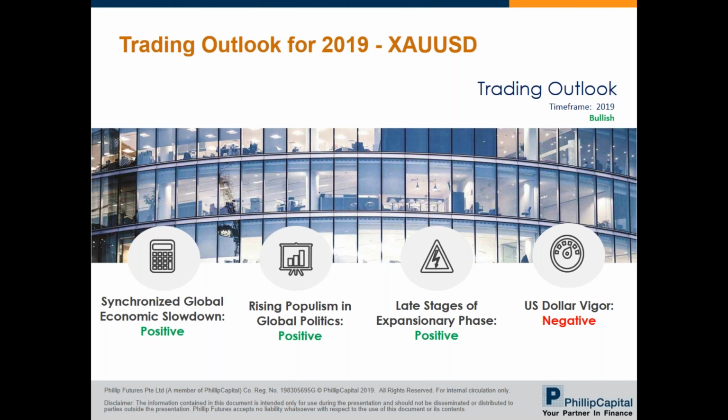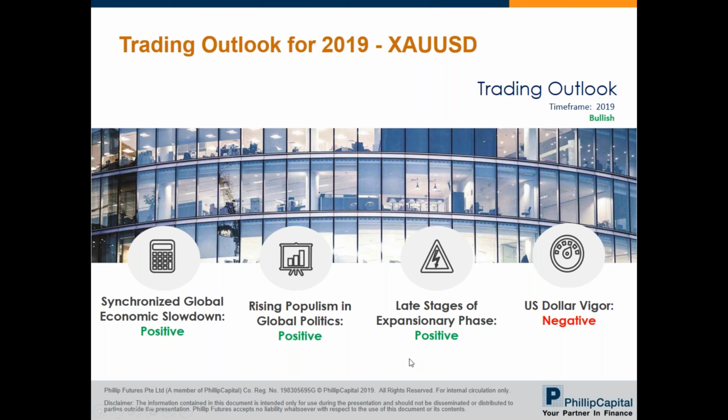So rising populism, the second point in global politics. We see geopolitical risks: Brexit, US-China trade tensions, US-Iran as well, and even the upcoming 2020 US election. All of this is likely going to disrupt financial markets, be a key stickler, and also raise geopolitical risks. And in lieu of all these rising market uncertainties, risk-off sentiments will still prevail in the market.